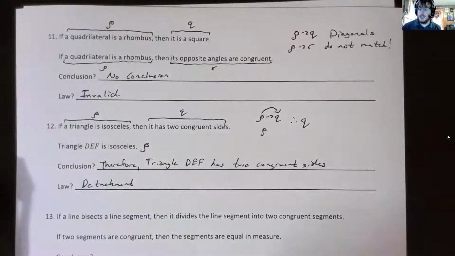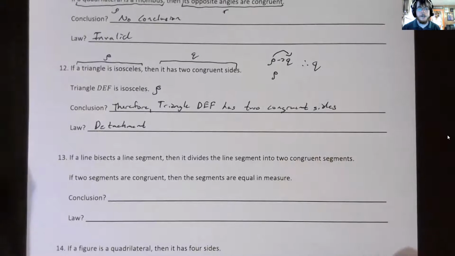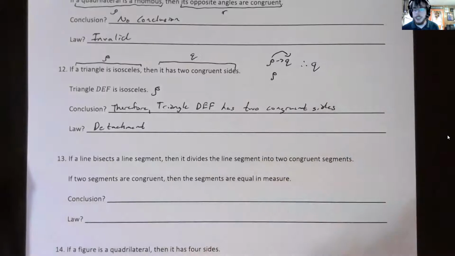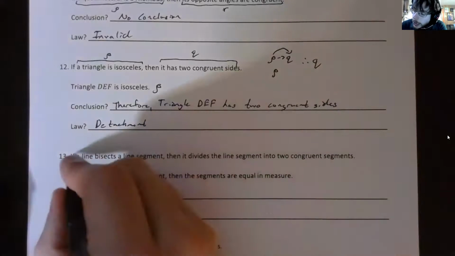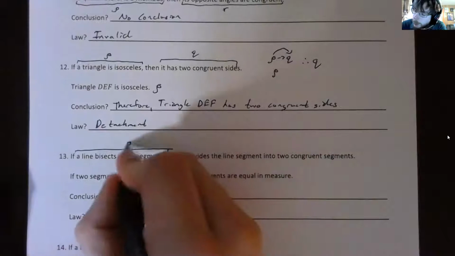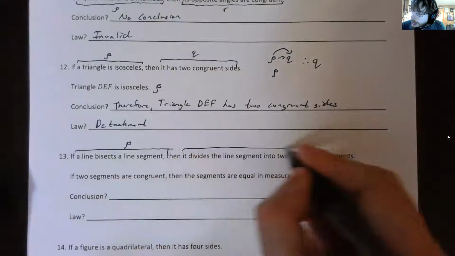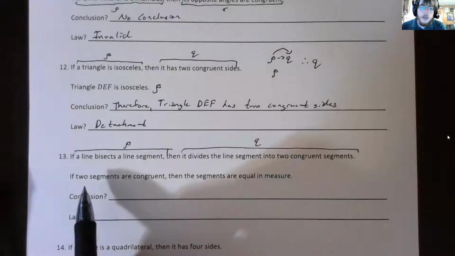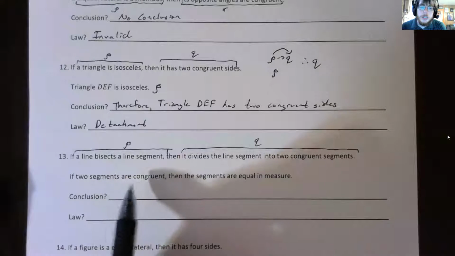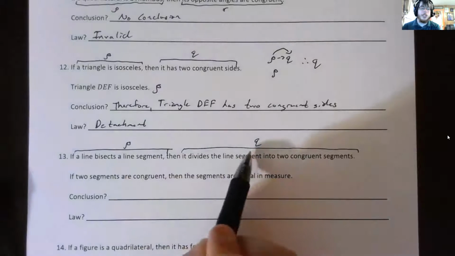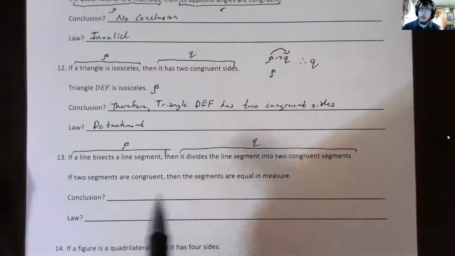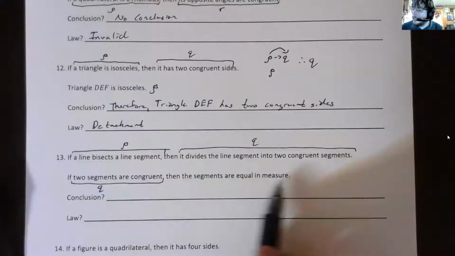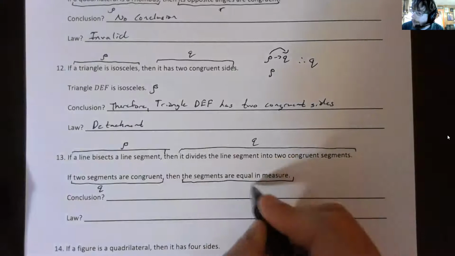Number 13, if a line bisects a line segment, then it divides the line segment into two congruent segments. If two segments are congruent, then the segments are equal in measure. So a line bisects a line segment is P. It divides the line segment into two congruent segments is Q. If two segments are congruent, now that doesn't look the same as what Q is, but it still talks about two congruent segments. So that's going to be Q. And then it says the segments are equal in measure. That is going to be R.